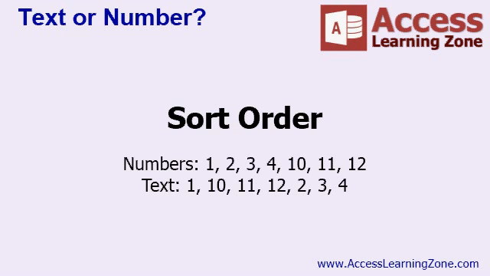Another factor to consider, the sort order. Numbers are sorted like 1, 2, 3, 4, 5, and so on. 10, 11, and 12 come after 9. Text, on the other hand, sorts by the character. So 1 is followed by 10, is followed by 11, then 12, then 2, and so on. So text is sorted alphanumerically, whereas numbers are sorted numerically.